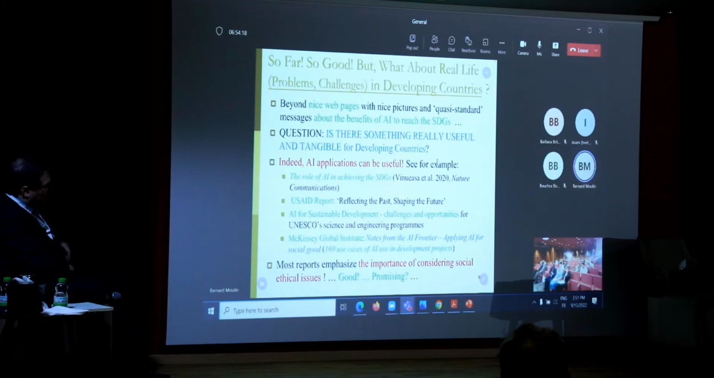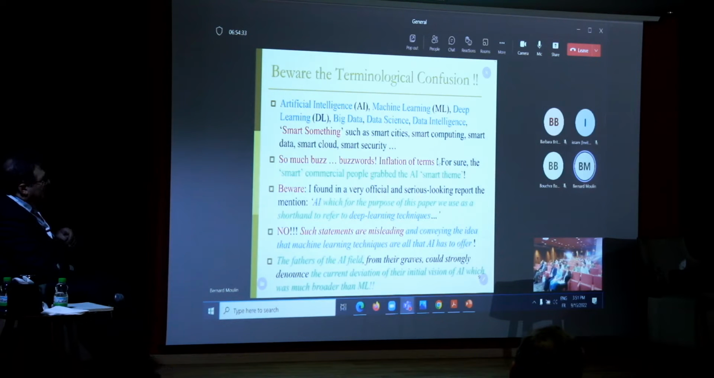And what I want to stress here is that most of them discuss the different advantages of using AI for development, but also the importance of considering social and ethical issues. That's good, promising. But beware the terminological confusion. You have heard this morning about AI, DL, ML, data science, big data, etc. But also certainly about something like smart cities, smart computing, smart data, smart cloud, smart security.